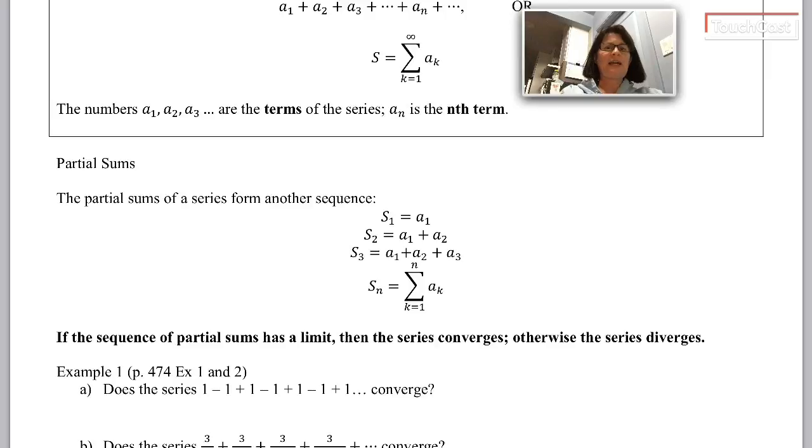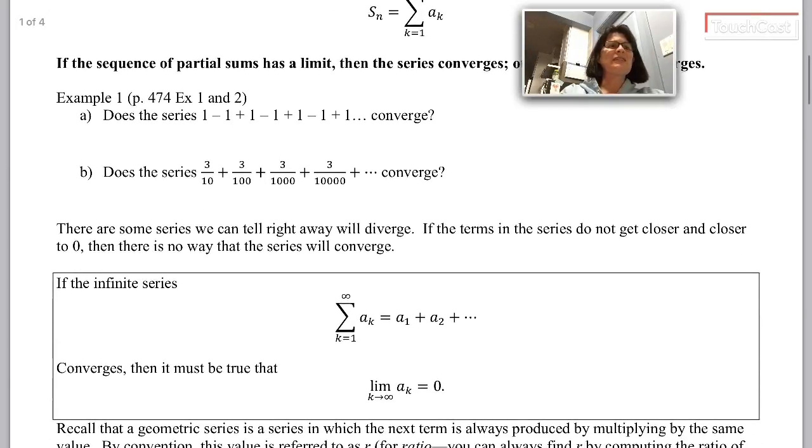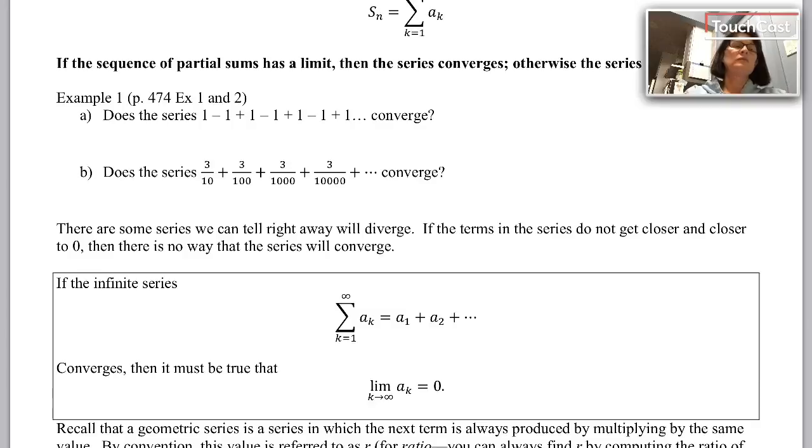So for example, we're going to check out this first example. Does the series 1 comma negative 1, well, I should say it like a series, 1 minus 1 plus 1 minus 1 plus 1 minus 1 plus 1, does that converge? Here's your technique, at least at the beginning when we're first understanding what it means for a series to converge or diverge. We need to think about S1 and S2 and S3 and S4, so the first, second, third, fourth, fifth partial sum, and try to figure out, is there one number that those sums are approaching?